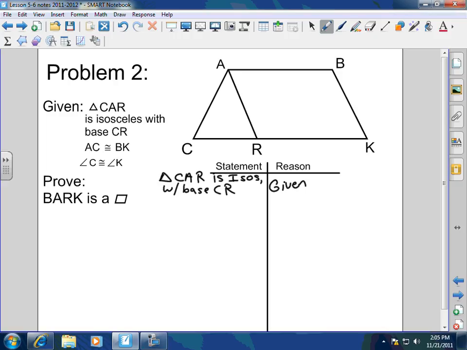Now, what do we know from that? What will we know? Very good. AC is congruent to AR. So AC is congruent to AR. Why? Definition of isosceles.